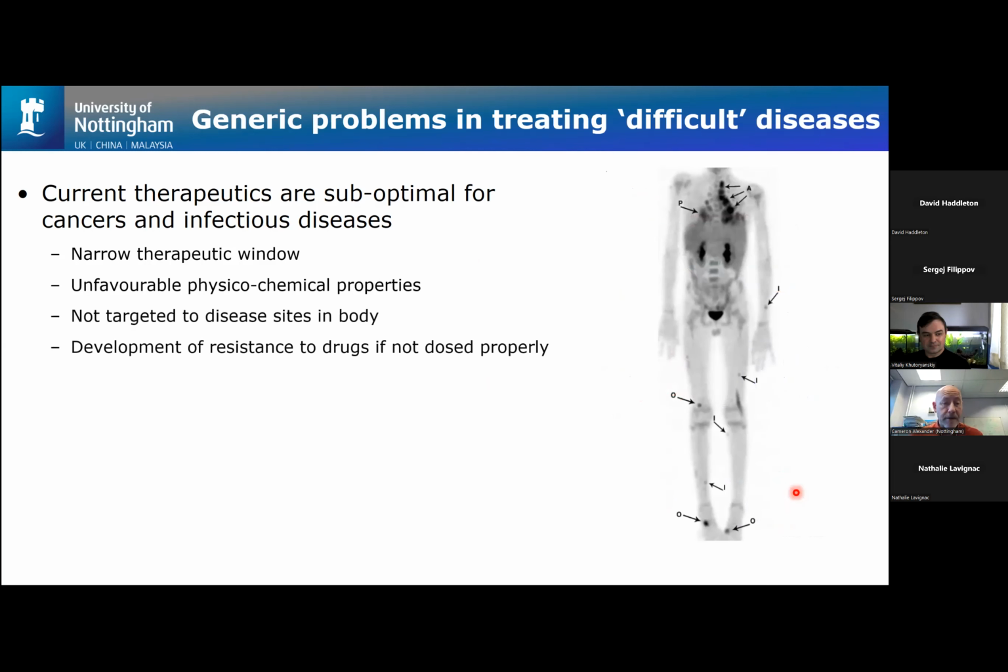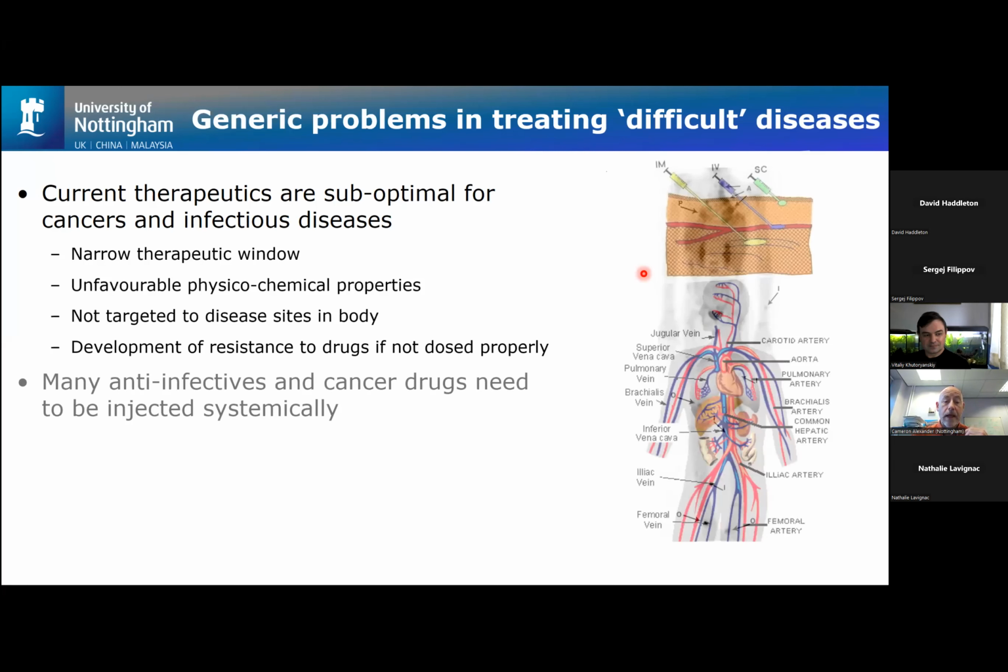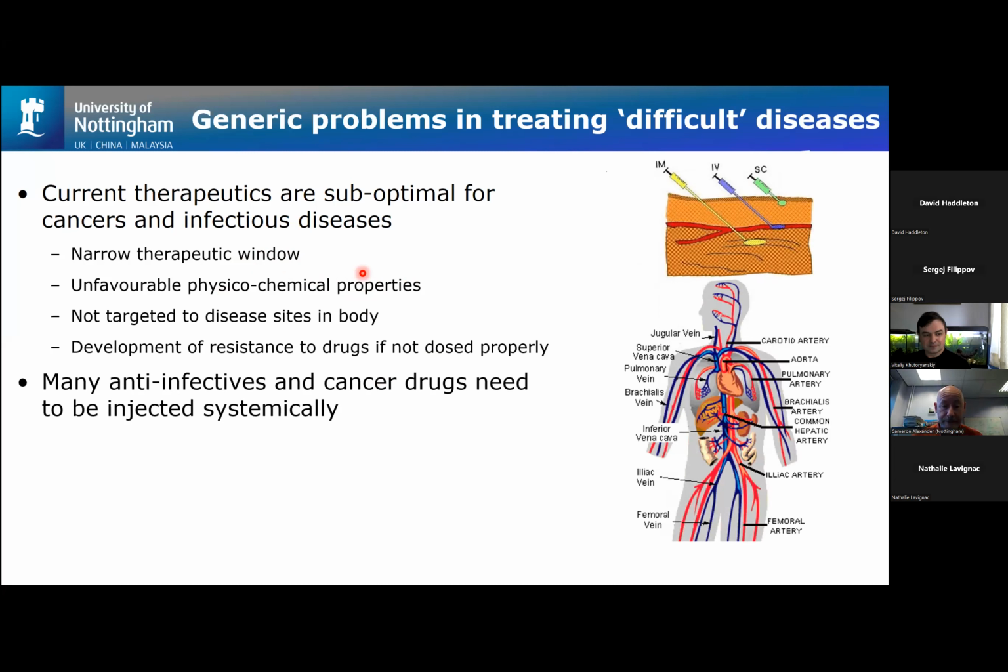Many of our systems are not targeted to the disease sites in the body where they need to go. And an important point is that one can develop resistance to drugs if they're not dosed properly. One of the key issues that we face is that many anti-infectives and cancer drugs need to be injected systemically. That's partly a consequence of the narrow therapeutic window, but also for some of the other properties of drugs.